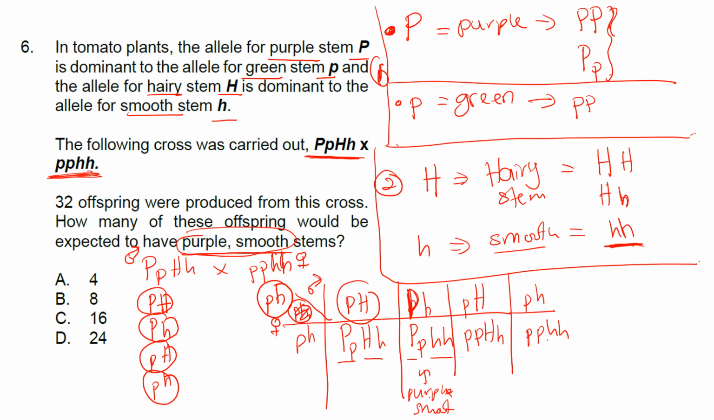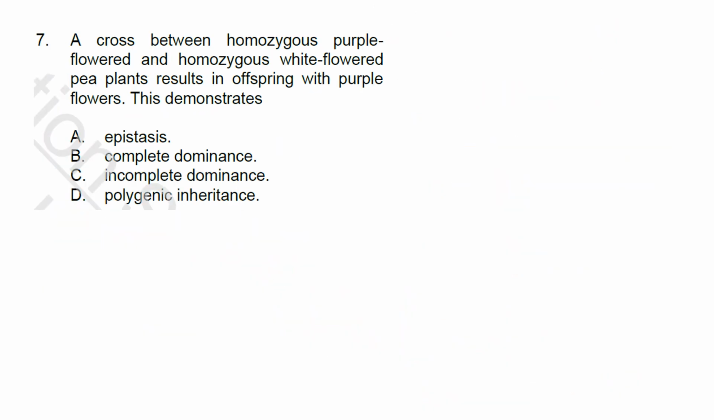Okay, this one will be green hairy, green smooth. So you want this one only. So the probability will be 1 out of 4 possible phenotypes produced in the offspring. So 1/4 you will have to times by 32. So the answer will be 8. Okay, so the answer will be B.